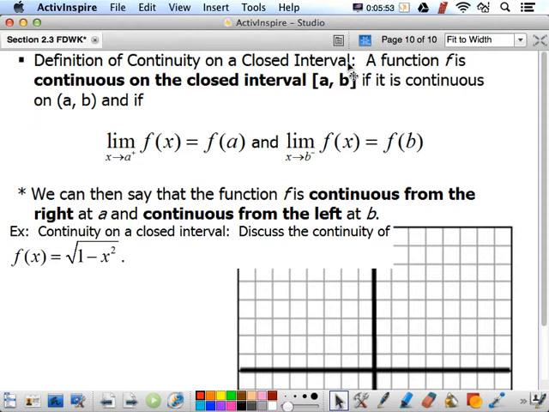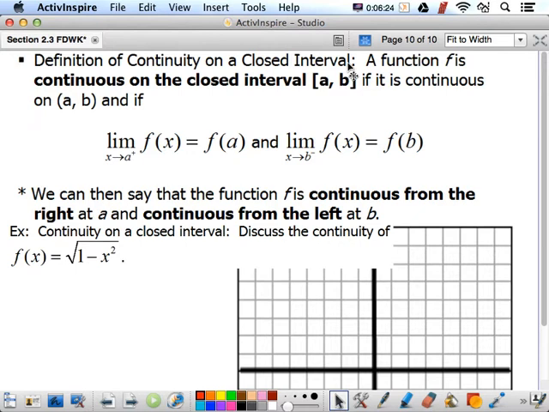The limit as x approaches a from the right has to equal the function value of a. So the limit as x approaches a from the right has to equal f of a. And the limit as x approaches b from the left has to equal f of b. It just sounds like a bunch of gobbledygook, but when you see it, it will make sense, I promise. So we're going to look at it in this example.